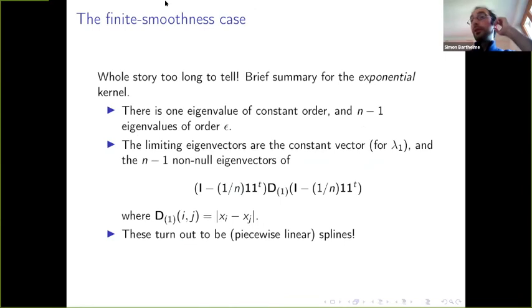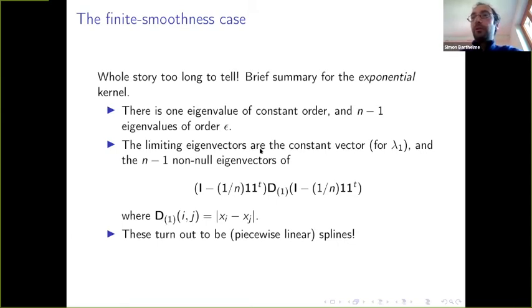So that's for a kernel that's infinitely smooth like the Gaussian. What happens if it's not a Gaussian, for example? What happens if it's a Matern kernel? Well, the whole story is too long to tell, but here's a summary of what's going on for the exponential kernel, which is my running example.